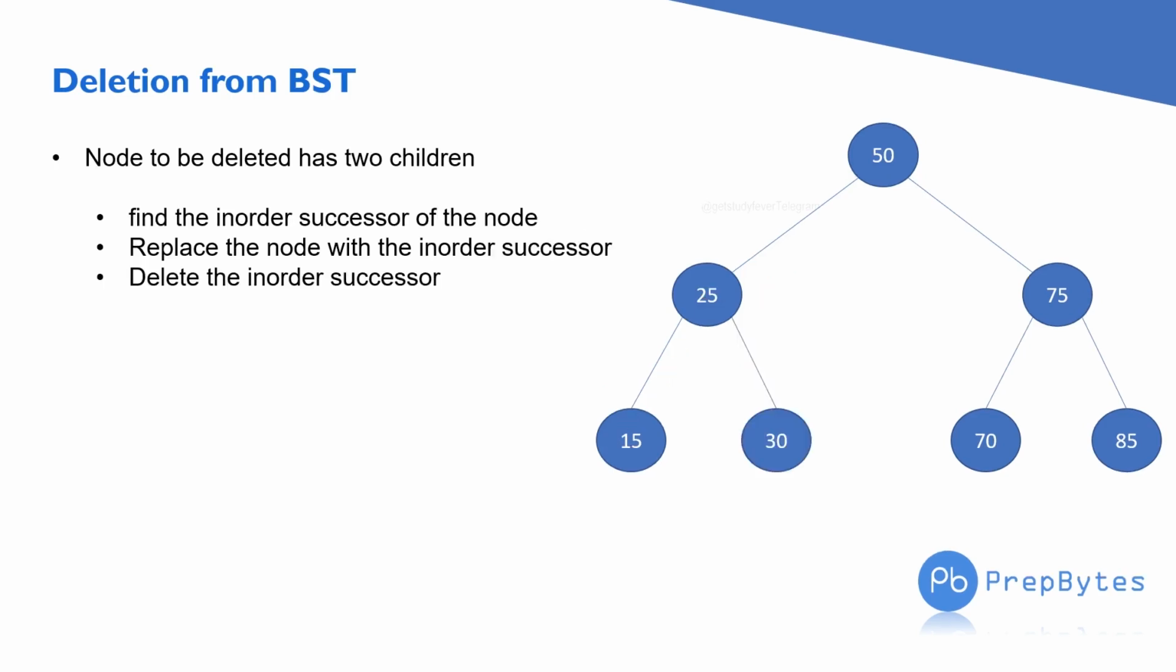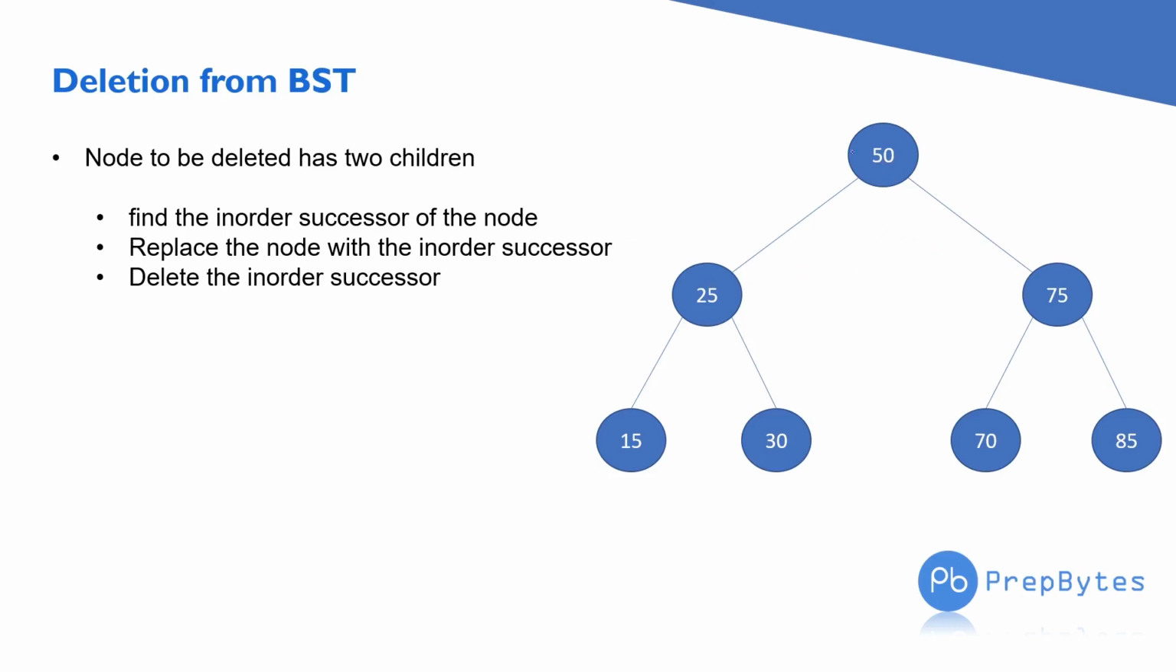The third case is the node to be deleted has two children. For example, I want to delete 15, so it has two children. Or I want to delete 50 here, the root node, it also has two children. One child is 25, the second child is 75. The rest are grandchildren, not children. So 50 has two children, 25 and 75, correct?